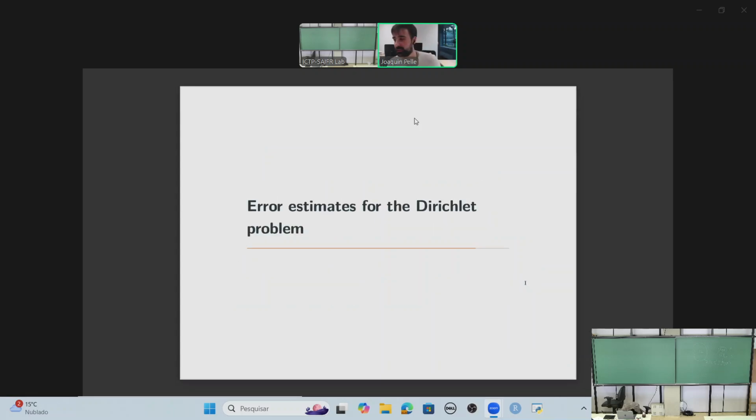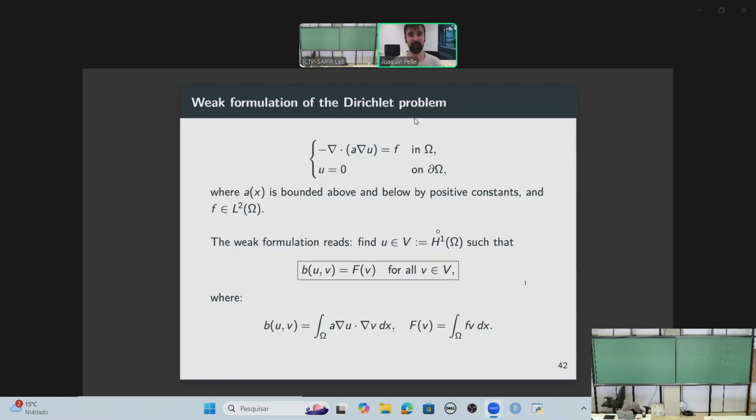So finally, shortly, a few applications to the Dirichlet problem of these bounds. Let's take a Dirichlet problem like this. The divergence of A times the gradient of U equals a certain function f in the domain. And we put Dirichlet boundary conditions so that U vanishes on the boundary. And this function A here, this coefficient, we assume that it's bounded above and below by positive constants, and that this inhomogeneity here is in L2.